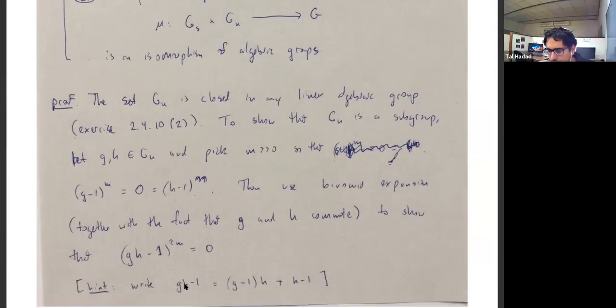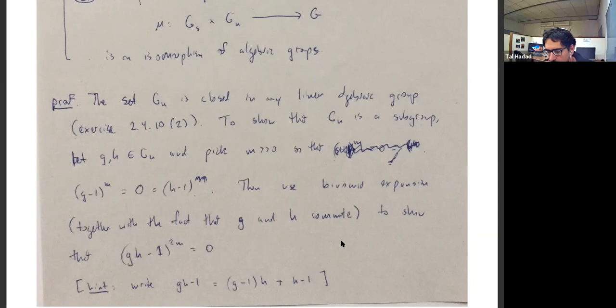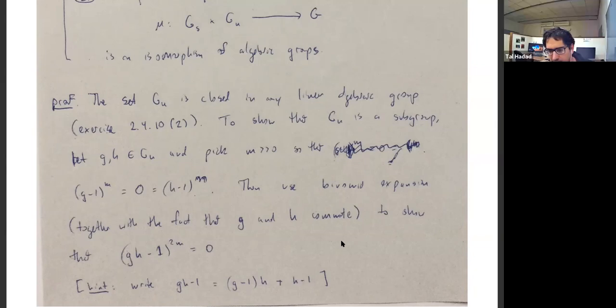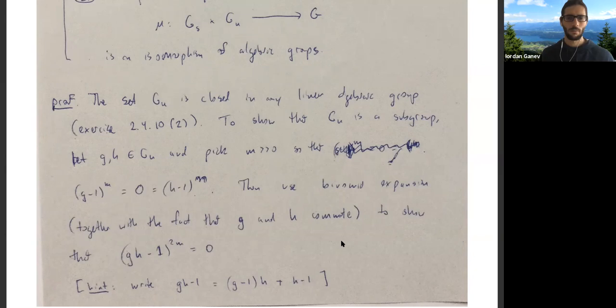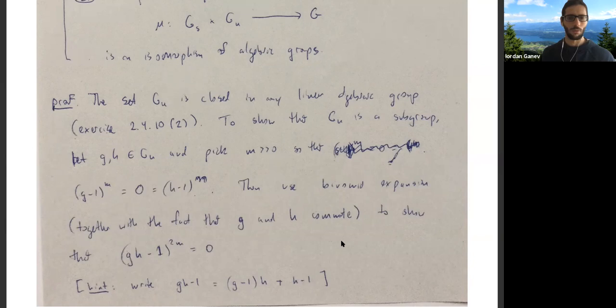I won't spell out the argument, but the first step is to write gh minus 1 as (g minus 1) times h plus (h minus 1), and then this is the thing you apply the binomial expansion to. What do you mean by gh minus 1? You have only group multiplication. How do you add minus 1? I guess that's a good point. Yeah, you have to embed it. You pick an embedding of G inside of GLn, and then you do this. Yeah, that's a good point. Thanks.